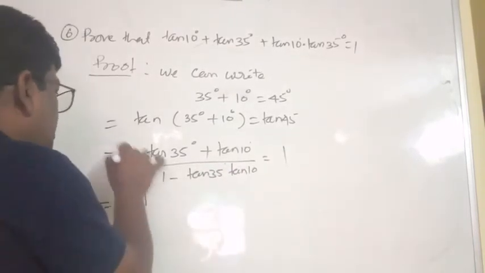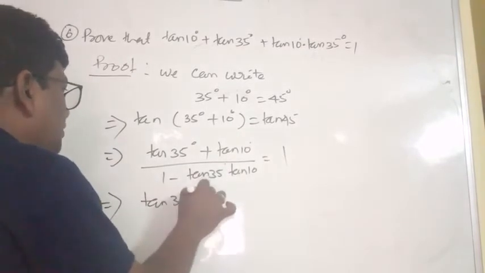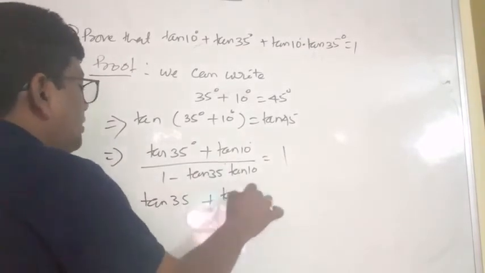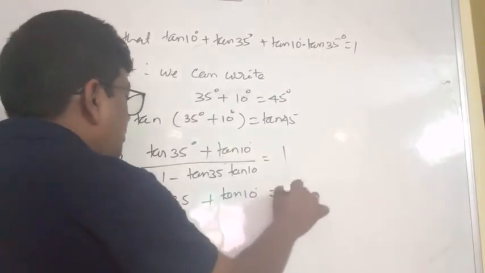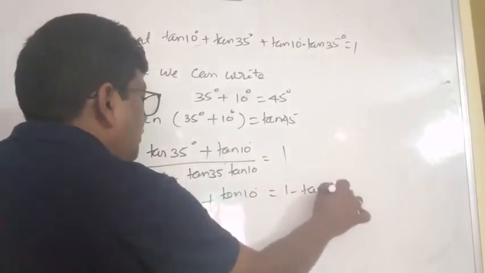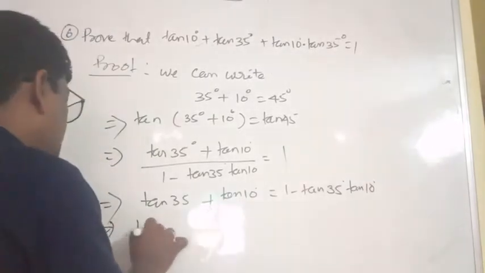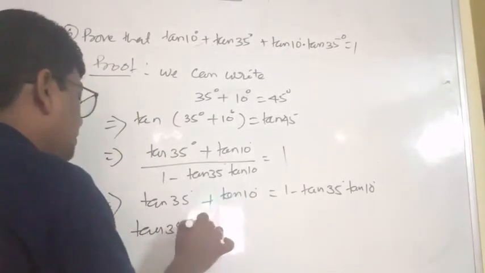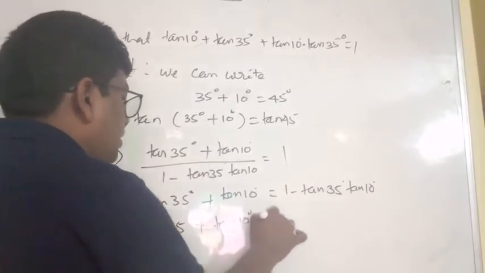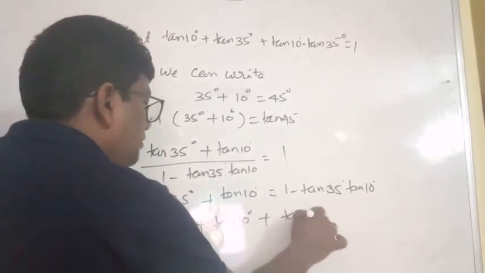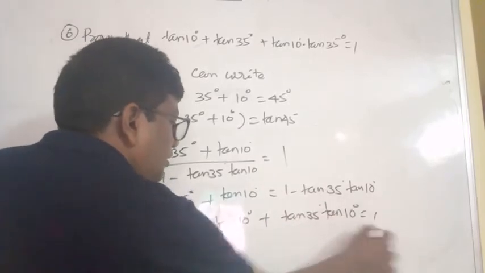This implies tan 35 degree plus tan 10 degree, this multiplied, is equal to 1 minus tan 35 degree into tan 10 degree. So this is equal to tan 35 degree plus tan 10 degree plus tan 35 into tan 10 degree is equal to what? 1. Hence proved.